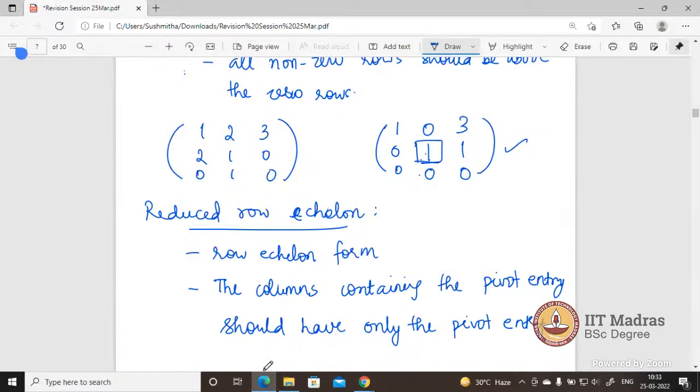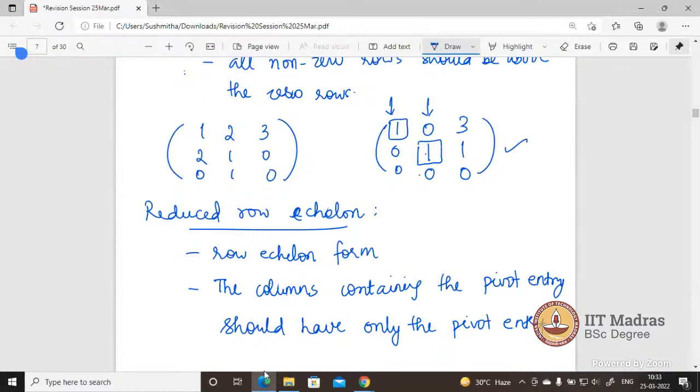What is the pivot for the first row? The first one is the pivot. Second row? Again the 2 element. Is the column containing the pivot having only the pivot? The condition is that the column having the pivot should have only the pivot. Okay, got it. You cannot reduce it. This is already in reduced row echelon form, so you cannot reduce it further, no?